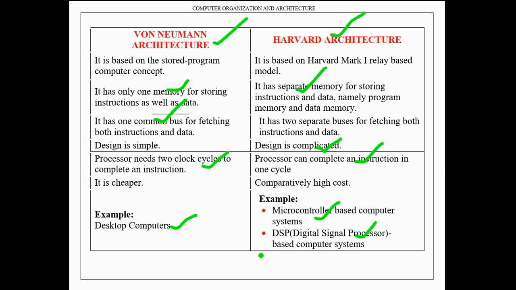Viewers, in this video we have learnt about computer architecture, basic types of computer architecture, and the difference between von Neumann architecture and Harvard architecture.